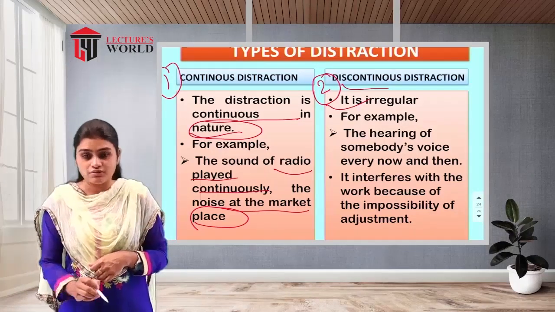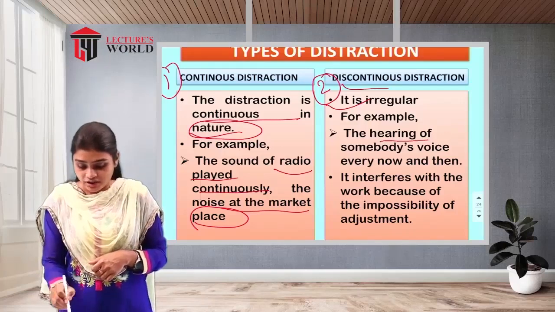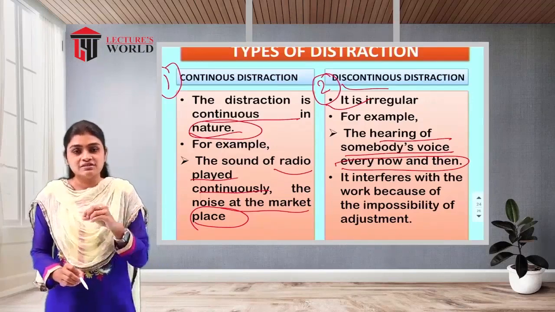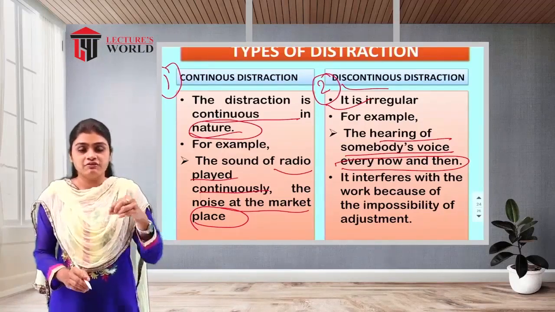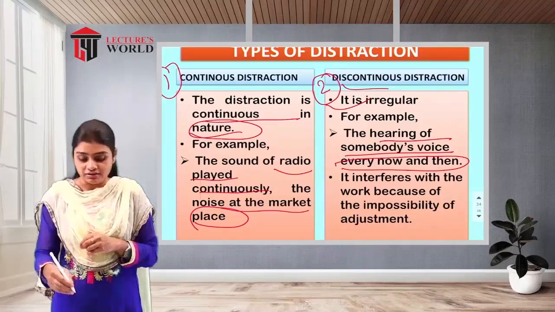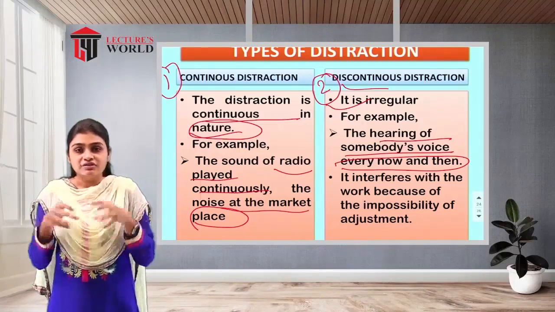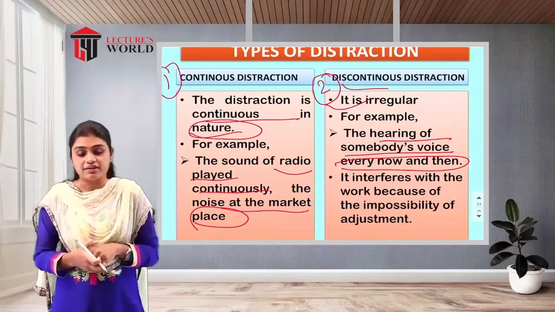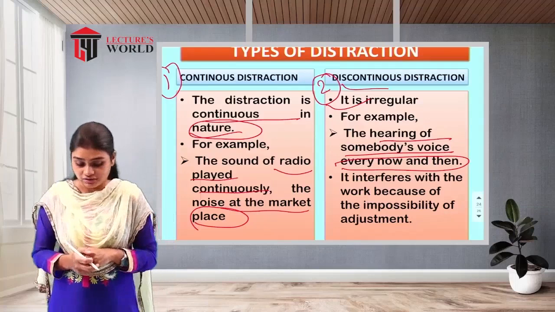So it is irregular. For example, hearing somebody's voice every now and then. For example, I am reading and someone is calling me very frequently, at intervals of 10 or 15 minutes. So I won't be able to adjust in the activity I am doing. That is called our discontinuous distraction.